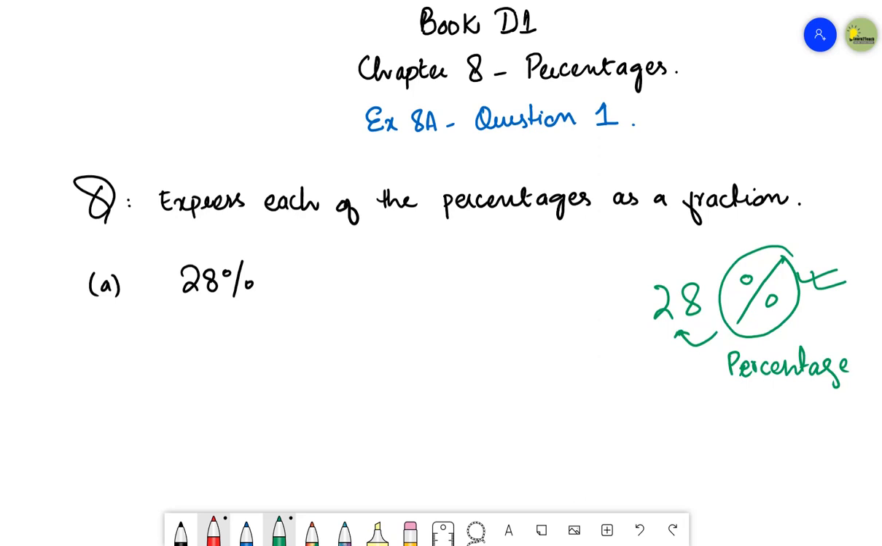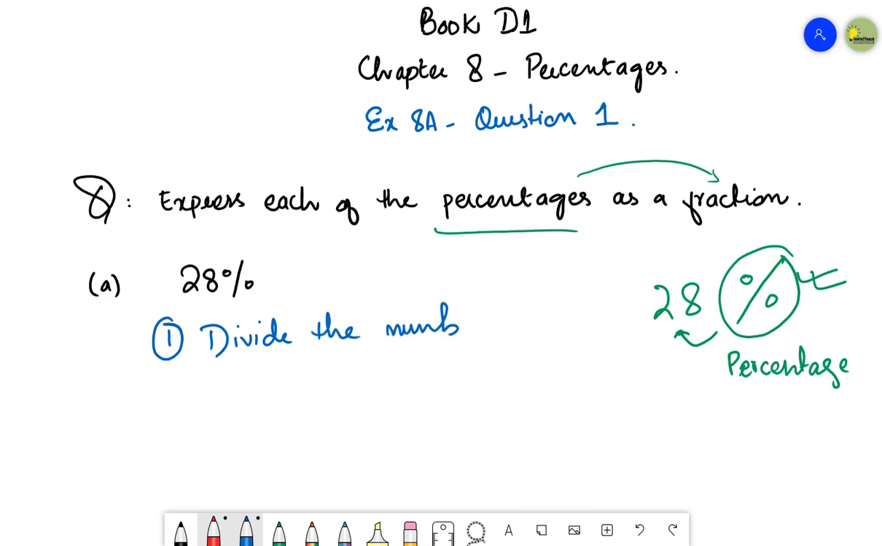Now, in this question, you have to represent the percentage as a fraction or a ratio, right? Let me tell you how you can convert a percentage into a fraction. The percentage given to me in part A is 28%. The very first step is to divide the percentage by 100. This is the very important step.